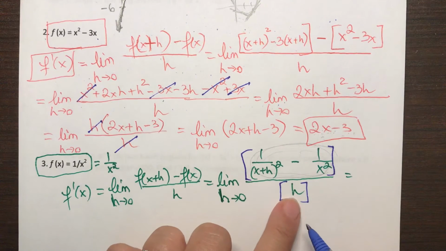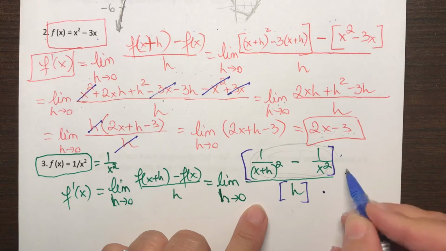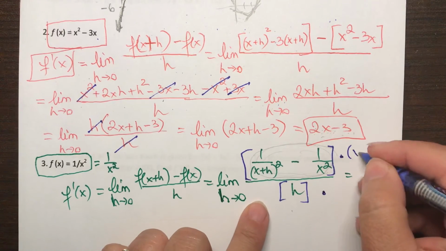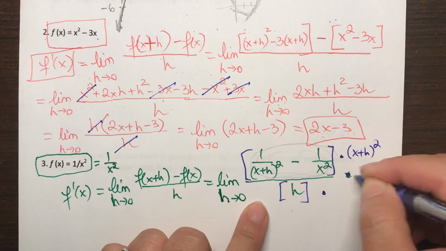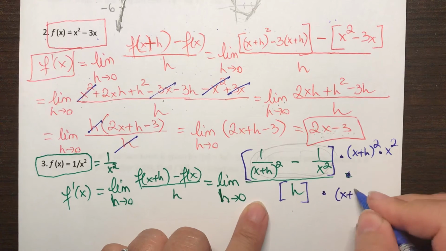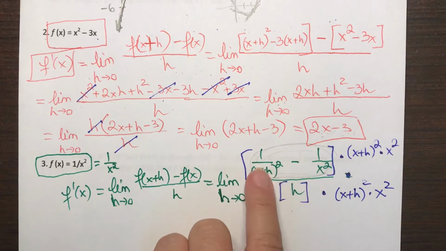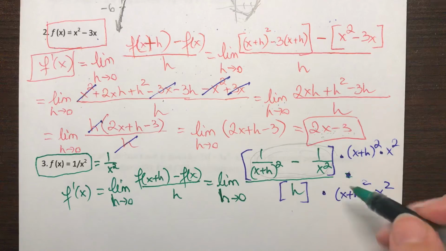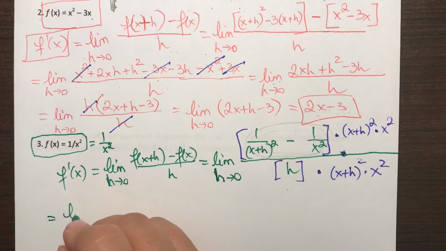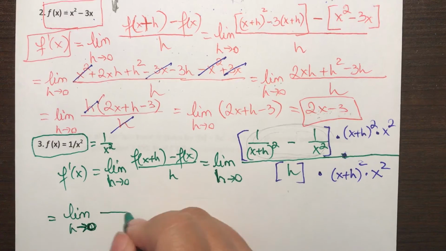So what we do to eliminate these extra fraction lines is we multiply top and bottom of this fraction by the least common denominator of these little fractions you want to get rid of. So you're going to be multiplying both top and bottom of it by an x plus h squared times an x squared, which is the LCD for these two little fractions you want to get rid of. Okay, so equals the limit as h approaches 0 of.